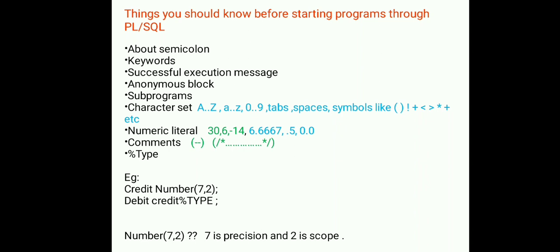Okay. If somebody is not aware of what number in brackets 7 comma 2 is, the first number is called precision and the second number is called scale. That means in this particular number you can have 5 digits before the decimal and 2 digits after the decimal.